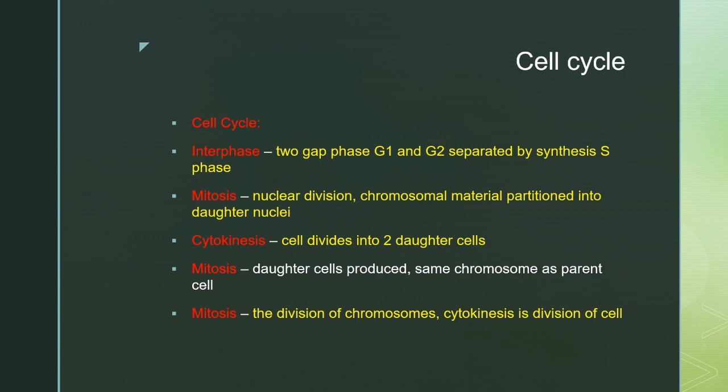Now, the cell cycle. So the cell cycle includes a number of phases. We're going to start off with interphase, which is basically a two-gap phase, G1 and G2, and this is separated by a synthesis S phase.